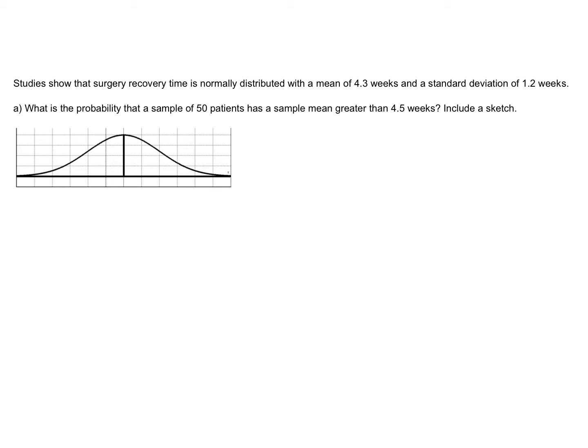All right, today we're going to look at a couple of sampling and confidence interval questions. Now this question has a mean of 4.3 and a standard deviation of 1.2 and an n of 50. Now we want the sample mean, which is x bar, to be 4.5 or greater. So we're going to shade here because we know the mean is 4.3 and we want 4.5 or greater.